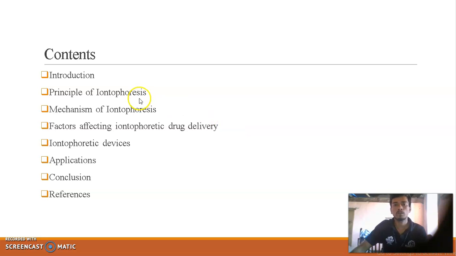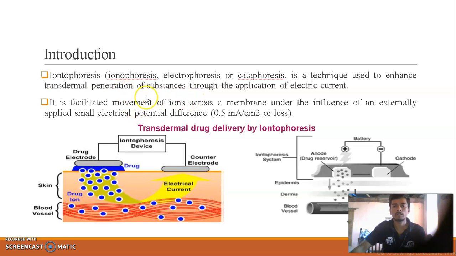These are the contents which are going through this video. Introduction. What do you mean by iontophoresis? Iontophoresis is a process which involves increased transport of solute molecules into a tissue using an electric current.